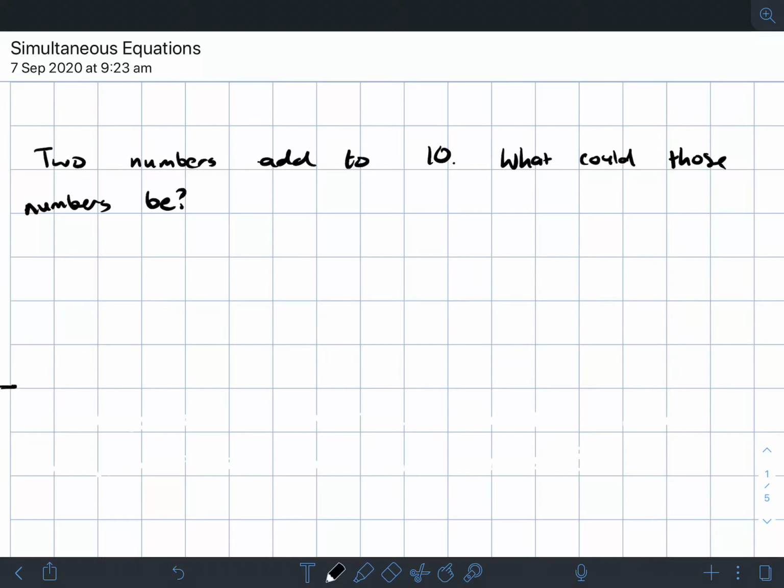Alrighty, so now we're going to be looking at the very last topic for this unit, simultaneous equations. To kick us off, I want you to consider this statement here. We've got two numbers that add up to 10. What different possibilities could we have for those two numbers?